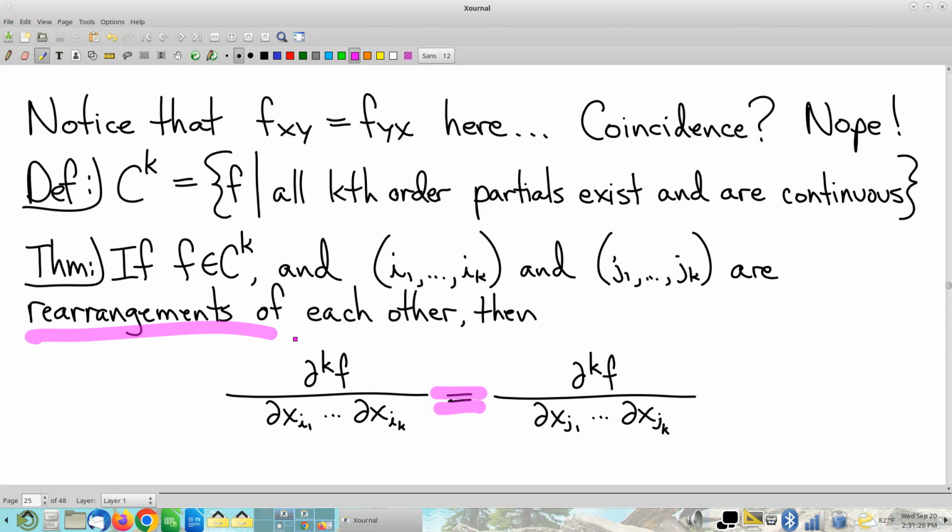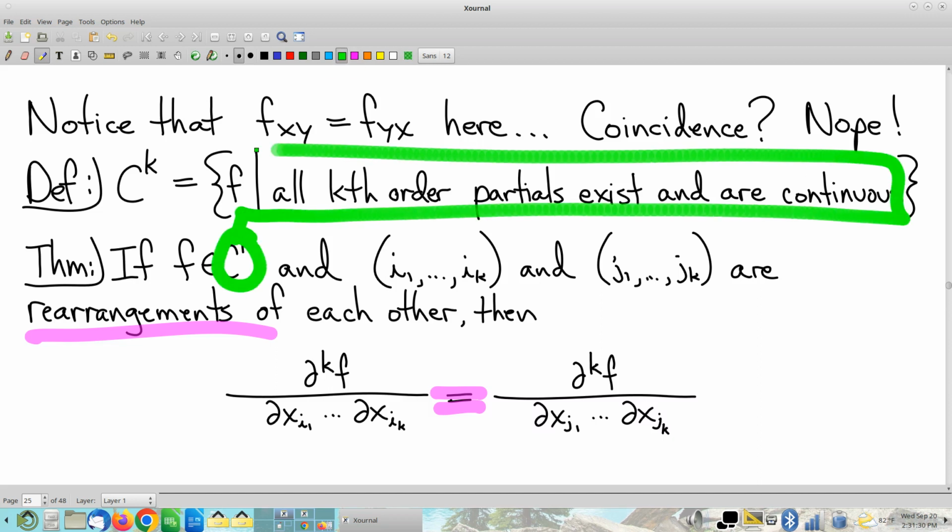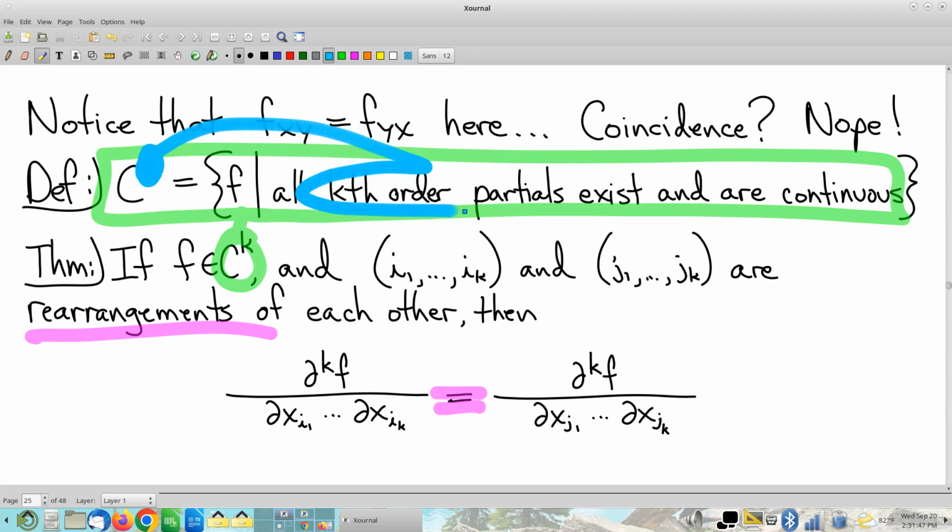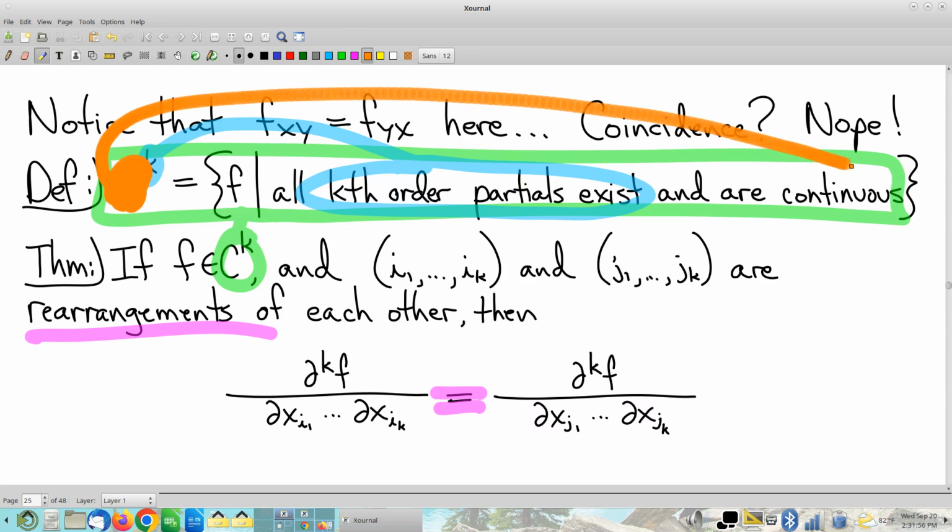The condition is that the function in question has to be what we call C^k. However many partial derivatives you're doing down here, that's what the k needs to be. So what does it mean for a function to be C^k? k is a reference to how many of those partial derivatives you need to make a reference to, and the C is a reference to the fact that I need that many partial derivatives to be continuous.